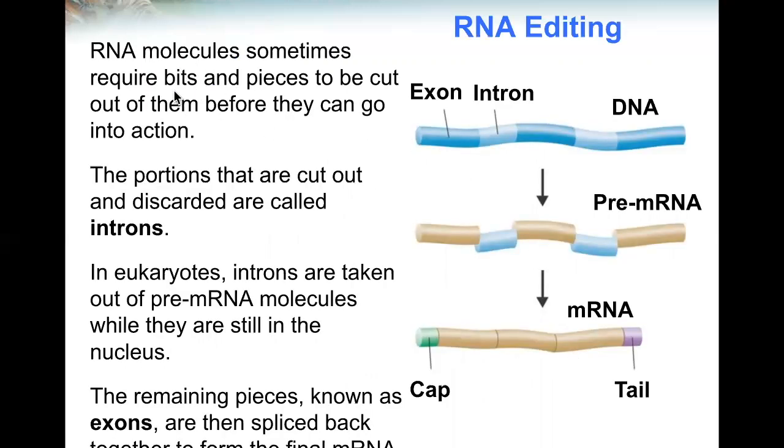RNA molecules sometimes require bits and pieces to be cut out of them before they can go into action. The portions that are cut out and discarded are called introns. Here's a piece of intron. Here's an intron. They are removed to make the full mRNA without those two intron pieces. In eukaryotes, introns are taken out of pre-mRNA molecules while they are still in the nucleus. The remaining pieces, known as exons, are then spliced back together to form the final mRNA. Exon parts that we keep for the final mRNA.